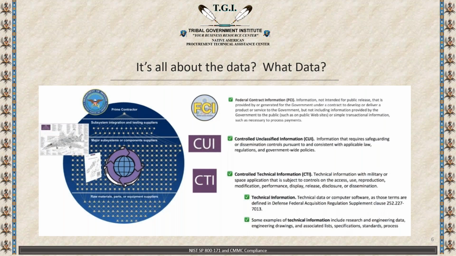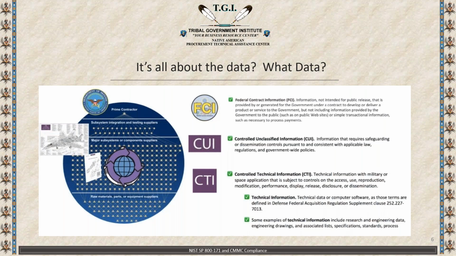Under CMMC, federal contract information will come under scope with how you are safeguarding it. However, the way you must safeguard FCI does not have the same requirements when compared to how you safeguard CUI. Under CUI, there are two principal types that have been defined. They are Controlled Technical Information, or CTI, and ITAR.